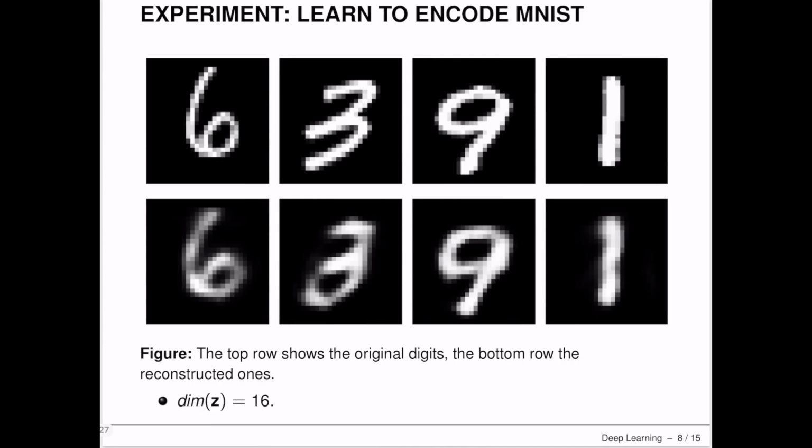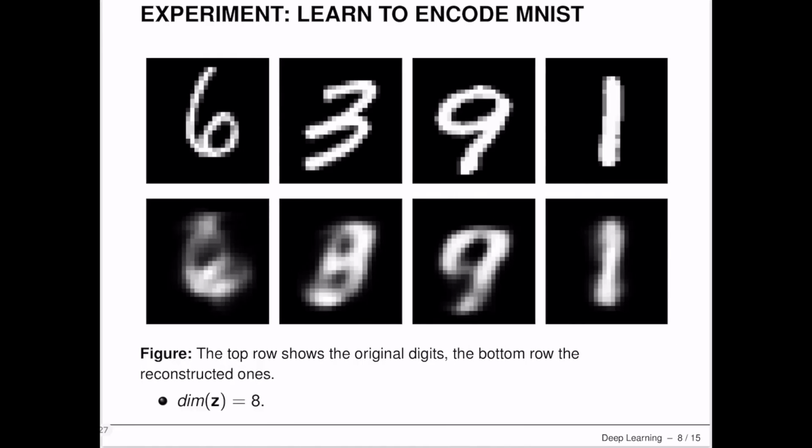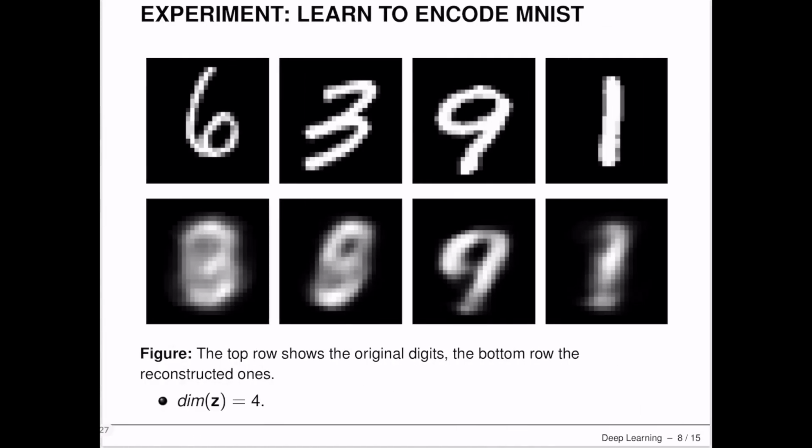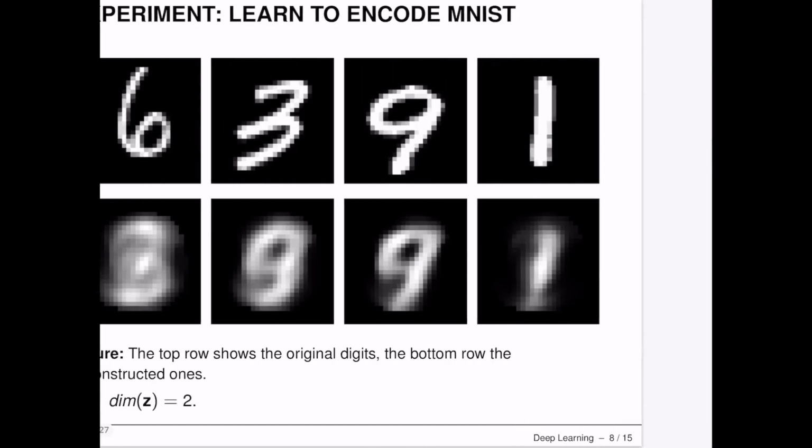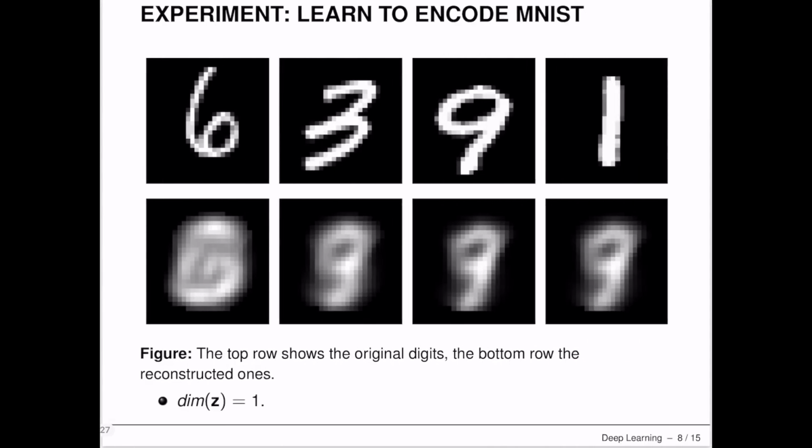And with 16, things get unclear. And if we reduce it further, it's not even clear anymore if this is a 3 or 8. So we need a certain number of hidden neurons to get a meaningful reconstruction. This gets even more severe if we reduce it further. So with only one hidden neuron, as we would expect, we get only some kind of average number as a reconstruction.